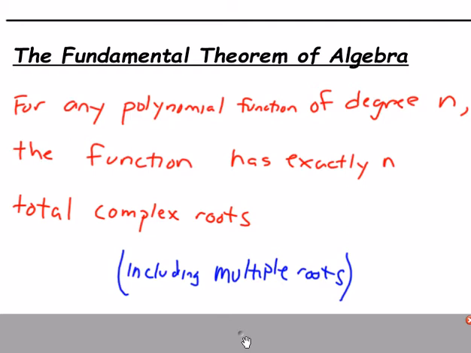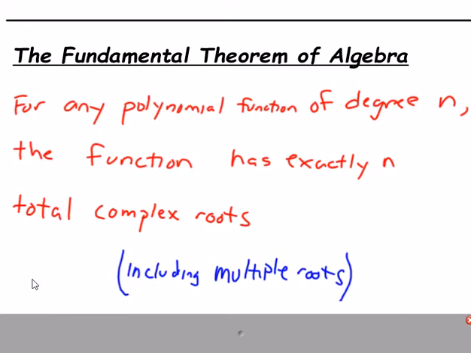Now we have to understand the fundamental theorem of algebra. It says that any polynomial function, regardless of whatever the degree is, has exactly n complex roots. We already learned that complex means it can be real or imaginary. So if I have a fifth degree polynomial equation, I'm going to be looking for 5 total solutions, 5 roots. If I have a third degree, I'm looking for 3 roots.